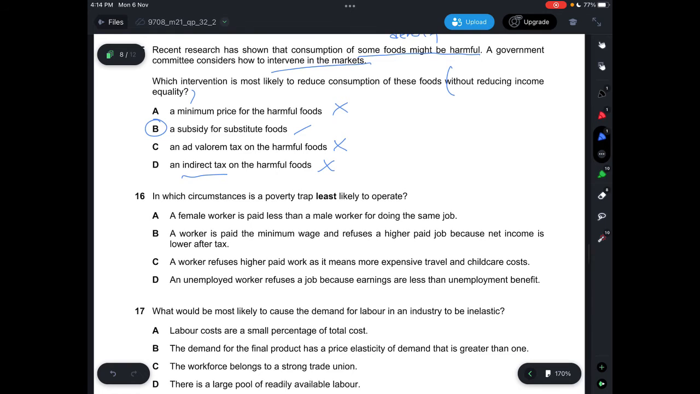Question 16. In which circumstances is a poverty trap least likely to operate? So if you look at the four options, A says a female worker is paid less than a male worker for doing the same job. This is gender inequality but not poverty trap, so this is the least likely to operate.